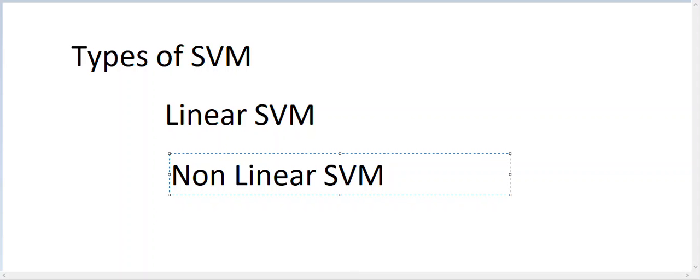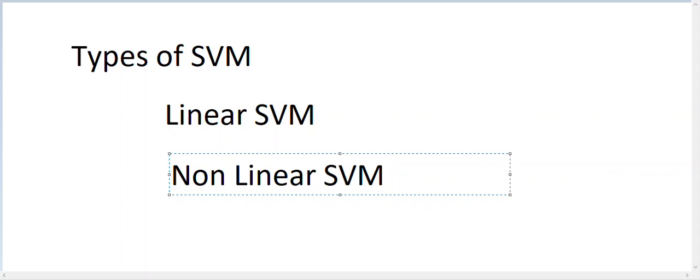Linear SVM is used for linearly separable data, which means if a dataset can be classified into two classes by using a single straight line, then such data is termed as linearly separable data, and the classifier used is called a linear SVM classifier.